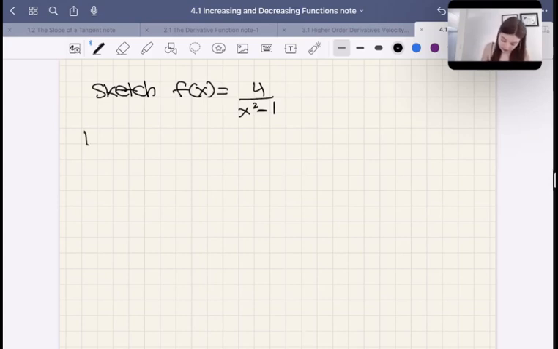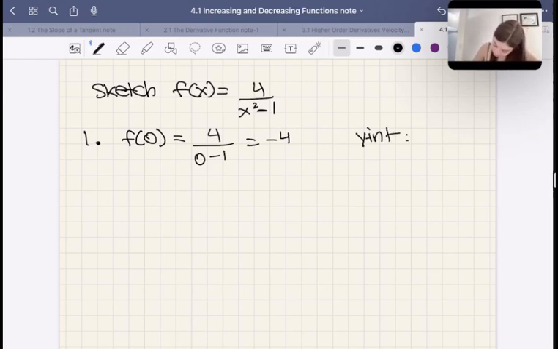Number one is to find out what the intercepts are. Well, to find the y-intercept, we must set x at 0. So let's find f of 0. That's going to be 4 over 0 minus 1, which is negative 4. Awesome. So our y-intercept, that was easy, is going to be negative 4.